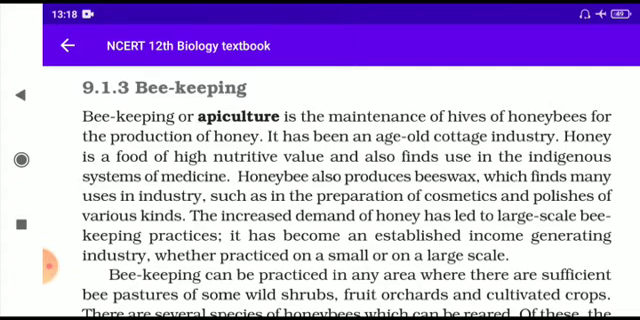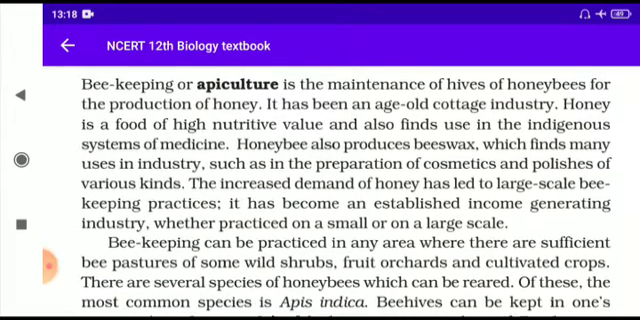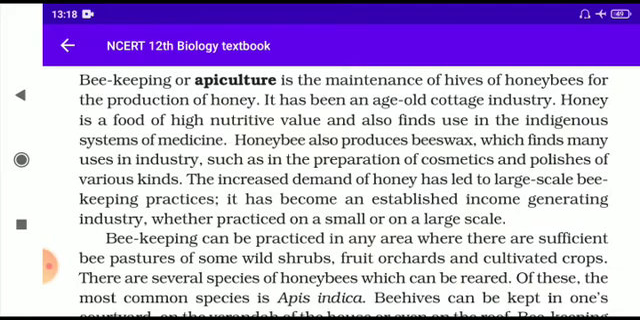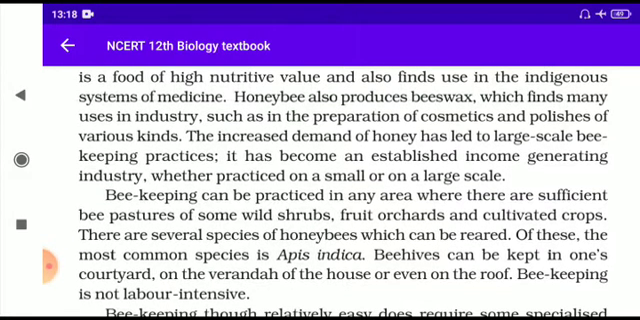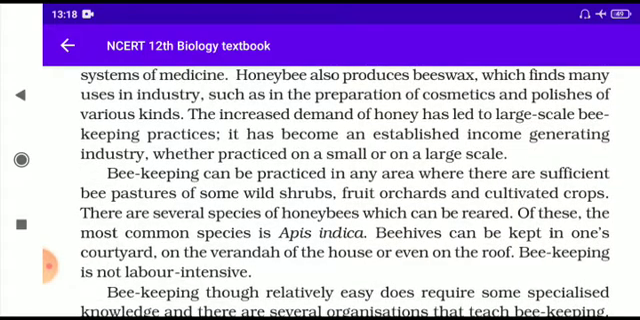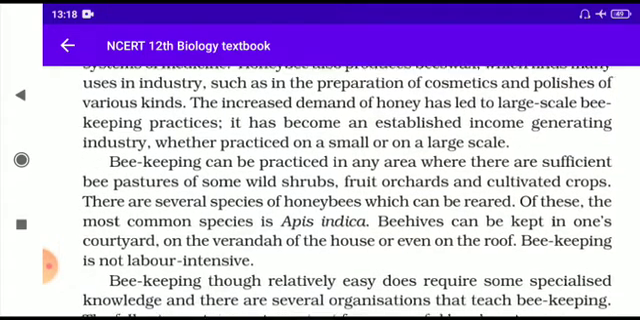Honey is a food of high nutritive value and also finds use in the indigenous systems of medicine. Honeybees also produce bee wax, which finds many uses in industries such as in the preparation of cosmetics and polishes of various kinds. The increased demand of honey has led to large-scale beekeeping practices. It has become an established income-generating industry, whether practiced on a small or on a large scale.